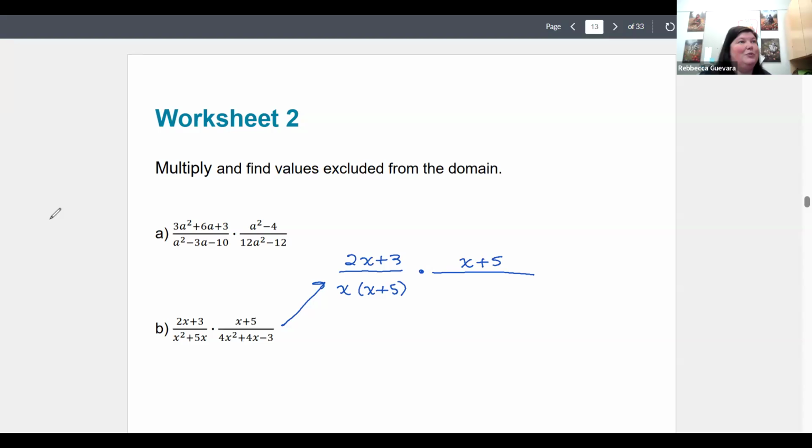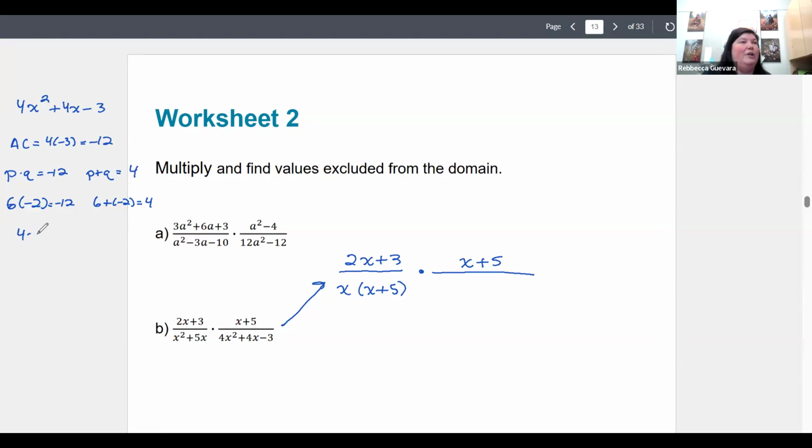And this is going to require us to use the AC method. So I have 4x squared plus 4x minus 3. So AC is going to be the 4 times the -3, which is -12. I need two numbers that multiply to give me -12, but would add to give me that 4. So what we would have is 6 times -2 will multiply to give me -12, and 6 plus -2 will add to give me 4.